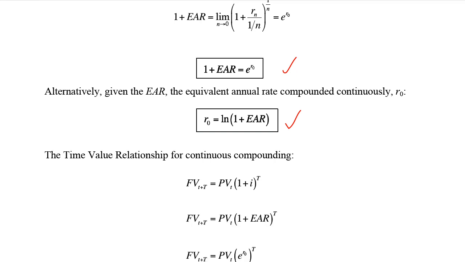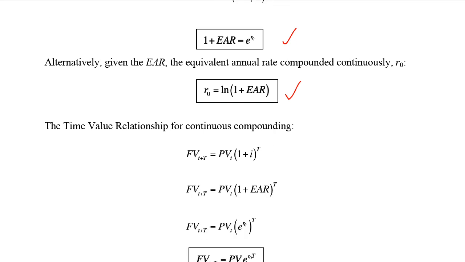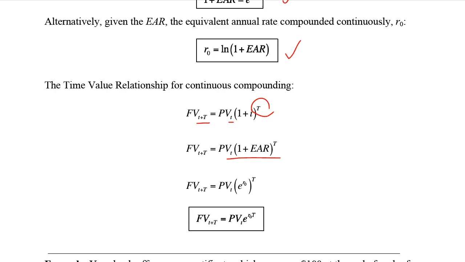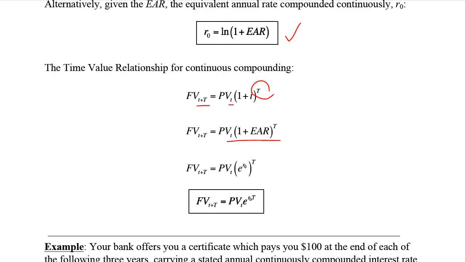So if we take the time value of money relationship, it doesn't necessarily have to start at time 0, right? I can start at any time t, and as long as the duration of the investment is big T, I could find the future value. So this is just a more general expression of the time value of money relationship. If I have the effective annual rate, that's how I would solve it. If I had the equivalent annual rate compounded continuously, that's how I would solve it.